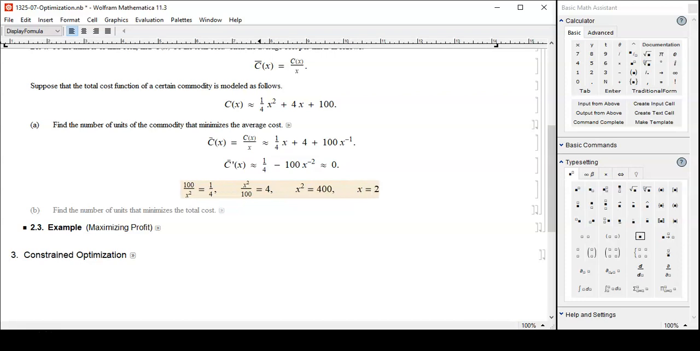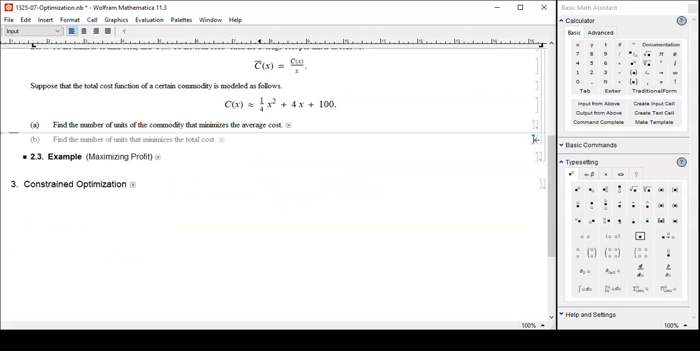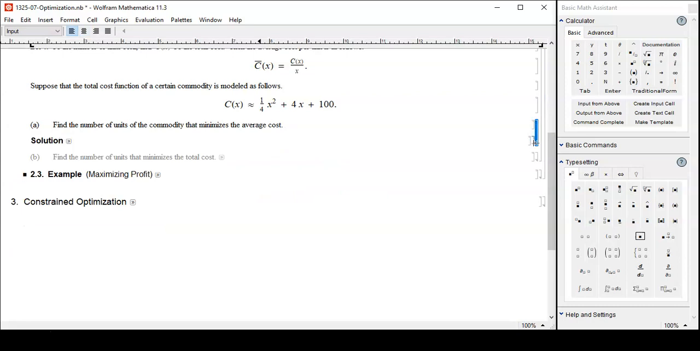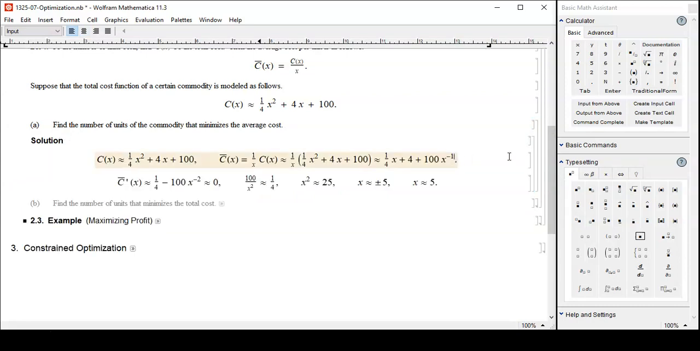X is plus or minus 20. But of course, minus 20 does not make any sense, so it should be positive 20. Okay, yes. As you saw before from the plot, we anticipated about 20. Yes, indeed, 20. Here's the solution. All right.